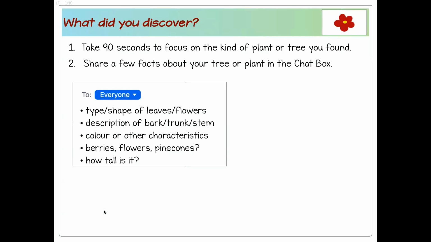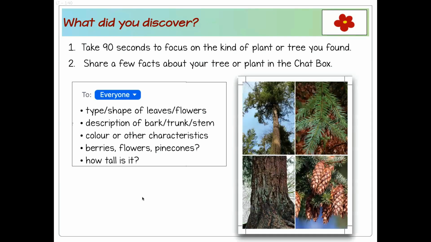So for example, here are those categories of information again, if we're looking at classifying what we've seen. So either the type or shape of leaves or flowers it might have, a description of the bark or the trunk or the stem, color and other characteristics visually, how it looks. Does it have any berries or flowers or pine cones? How tall is it? And anything else you might have known or found out about it.